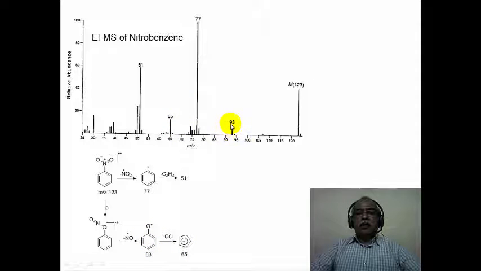So you see the 93 peak here and the 65 peak also corresponding to this fragmentation. The major fragmentation, of course, is the loss of the nitro functional group, resulting in the phenyl cation, which is at 77, the base peak. From the phenyl cation, you lose a molecule of acetylene to give 51, and this corresponds to the peak that is registered at 51 here. So the spectrum of nitrobenzene can be nicely interpreted using a mechanism which is shown in this scheme at the bottom of the spectrum.